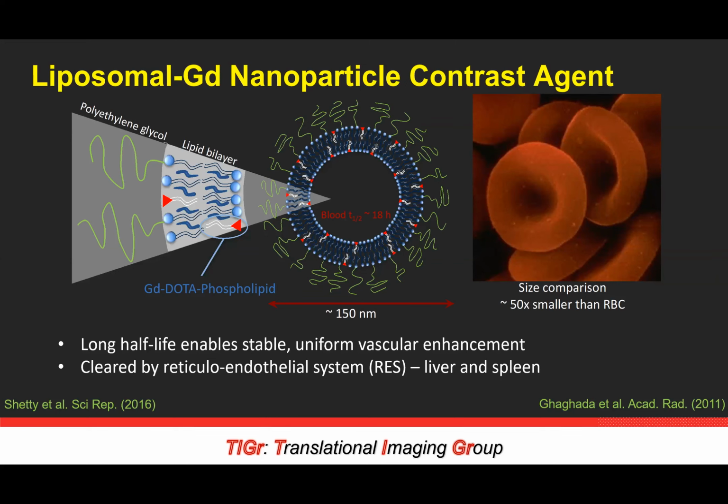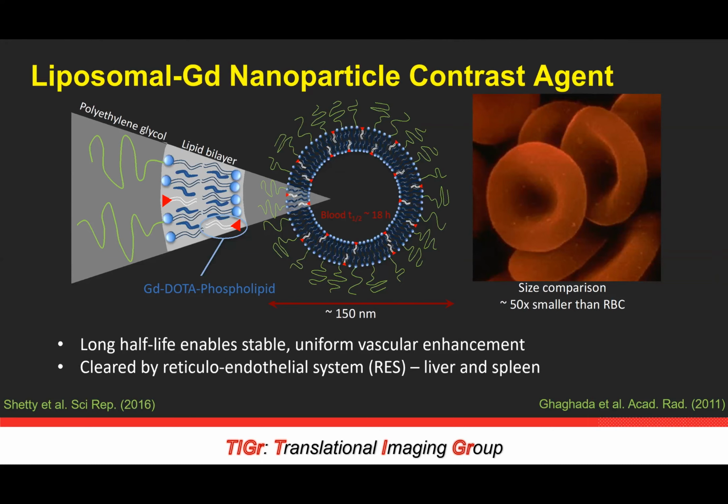Additionally, its size is also of importance. It's quite small, as you can see on the far right. It's 50 times smaller than a red blood cell, and it allows for a clearance mechanism through the reticuloendothelial system, the liver and spleen, which further helps prevent some of the issues that we have with accumulation with gadolinium, and also helps us deal with some of the biggest issues with gadolinium use, which is beginning to see issues in clinical practice.